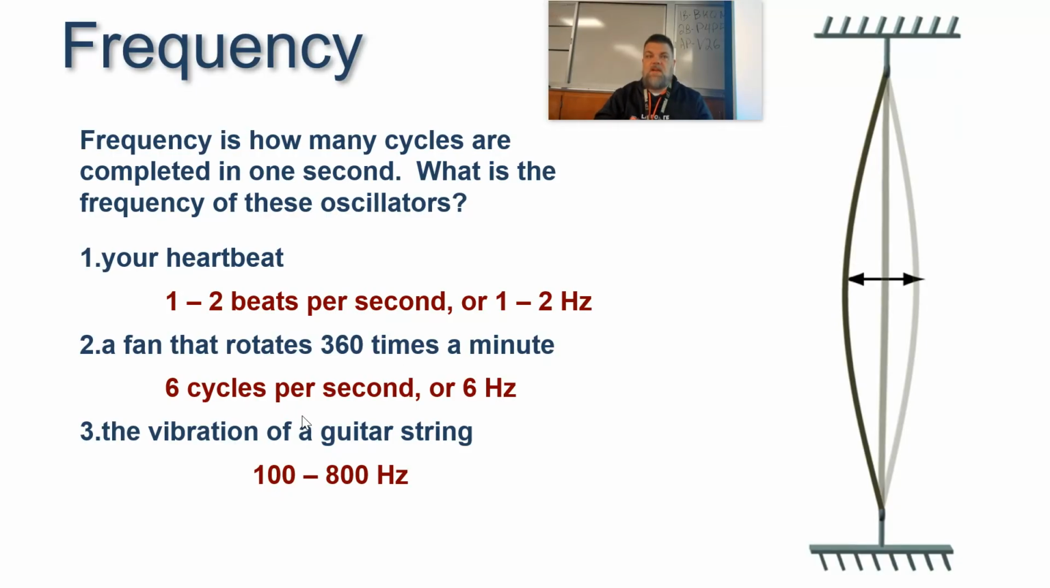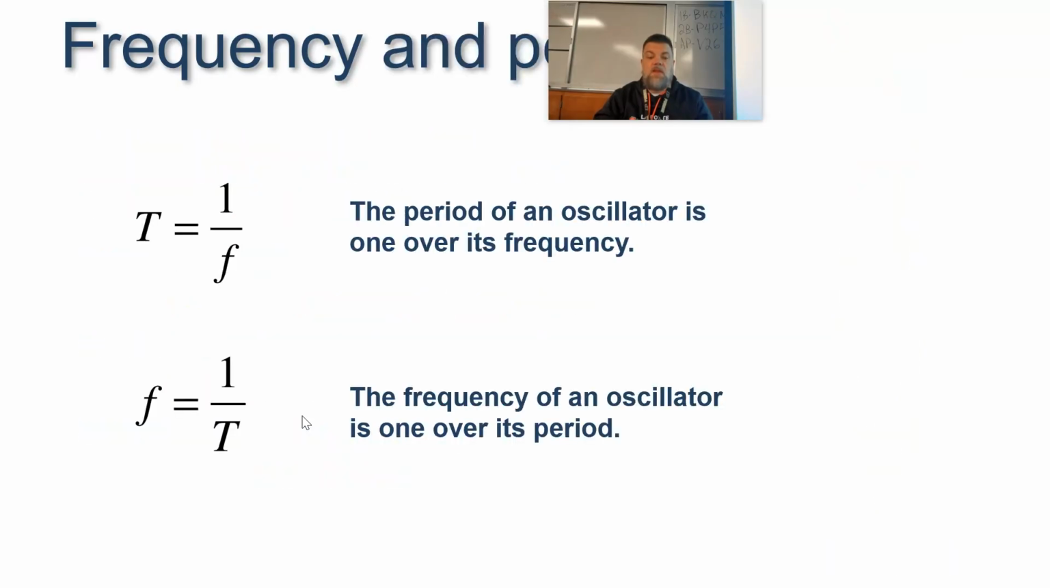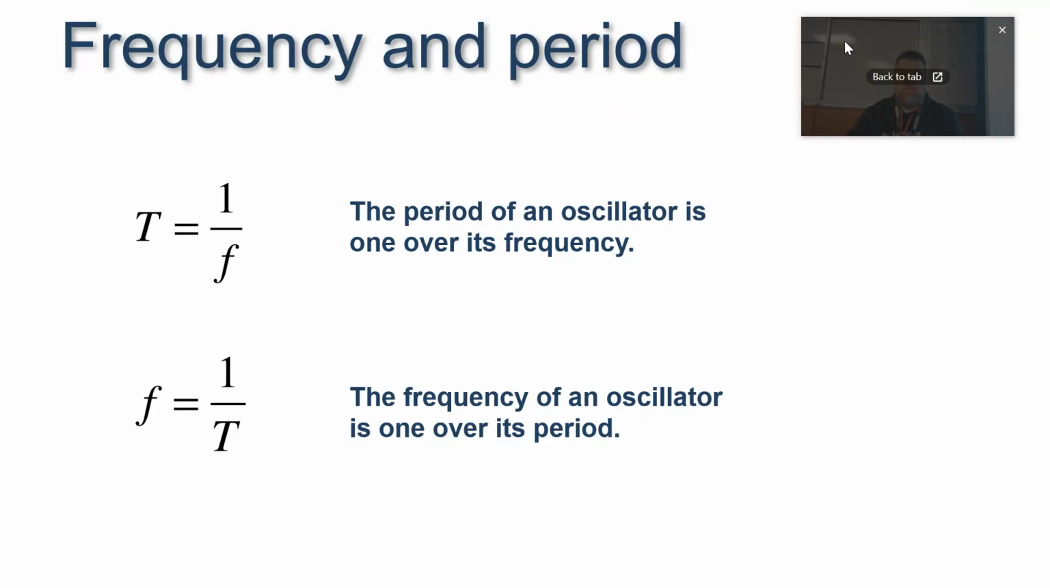Okay, does everybody have this written down? Okay. So you don't need to write this down again. You already wrote it down. So just to recap, remember that this T is the period, which is mathematically equal to 1 over the frequency, and vice versa. The frequency is 1 over the period. So they're reciprocals of each other.